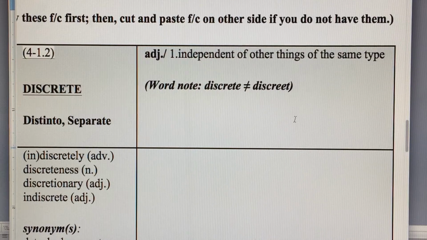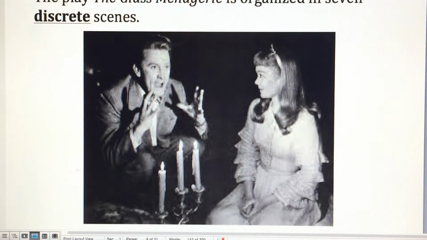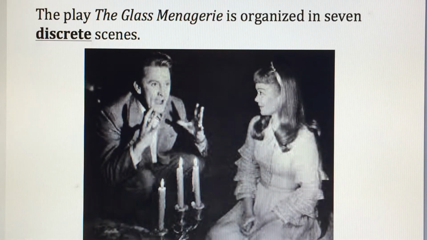So in our sentence for today, in English 2, the students read a play called The Glass Menagerie. And in the text, or the script, the play is organized in 7 discrete scenes. So each scene can be separated out independently. That's how they are discrete.